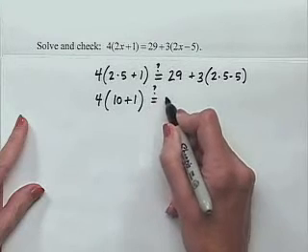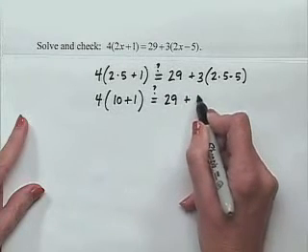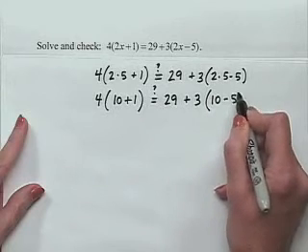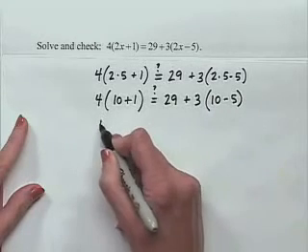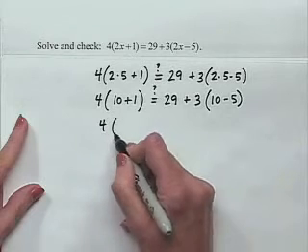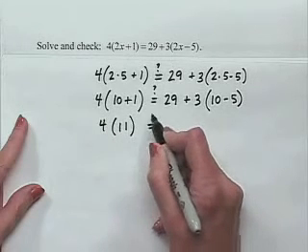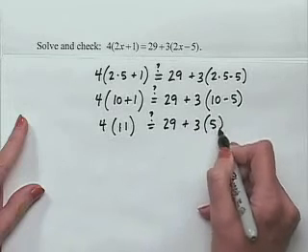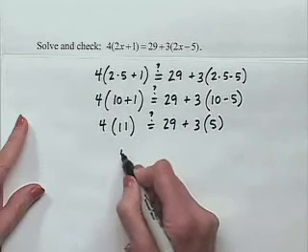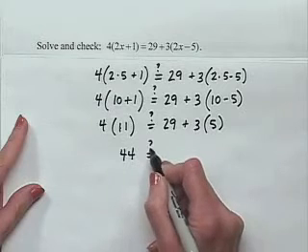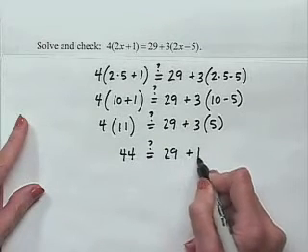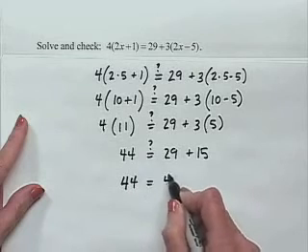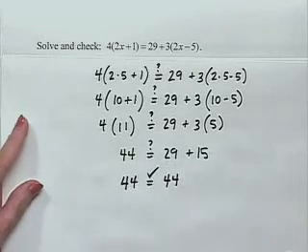On the right-hand side, we can do the same type of procedure. 2 times 5 is 10. Adding 4 times 11. On the right-hand side, 3 times 5. 4 times 11 is 44. 3 times 5 is 15. And 29 plus 15 is 44. So our solution checks.